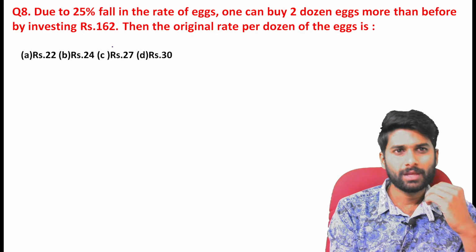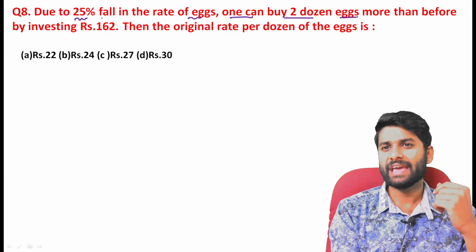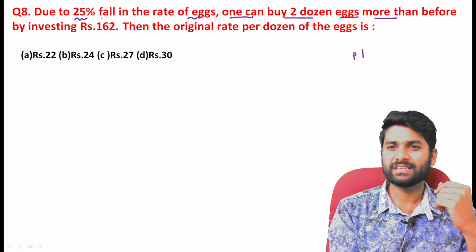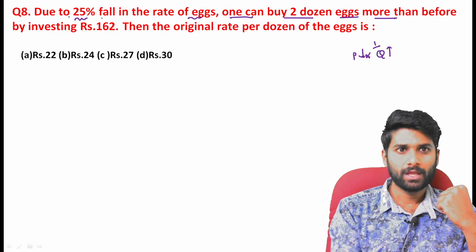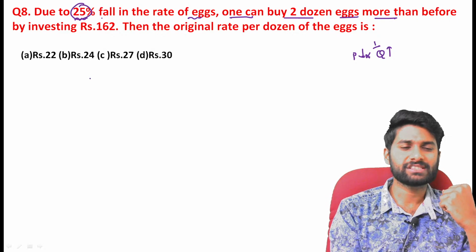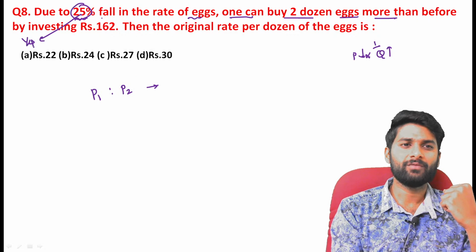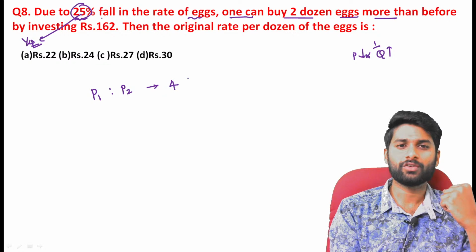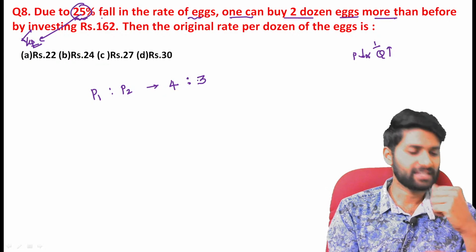See. Due to 25% fall of rate of X, one can buy 2 dozen eggs more. See, if prices decrease, definitely the quantity increases. Why? Because the relation is inversely proportional. Now, the price is reduced. The price ratio P1 is to P2. The price ratio for 25% becomes 4 by 1, meaning the initial price is equal to 4 units. Now it is reduced by 1 unit. Now the value becomes 3.